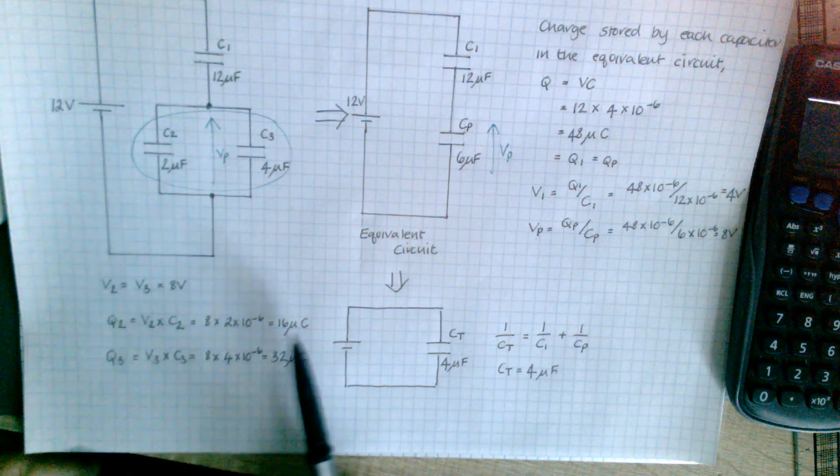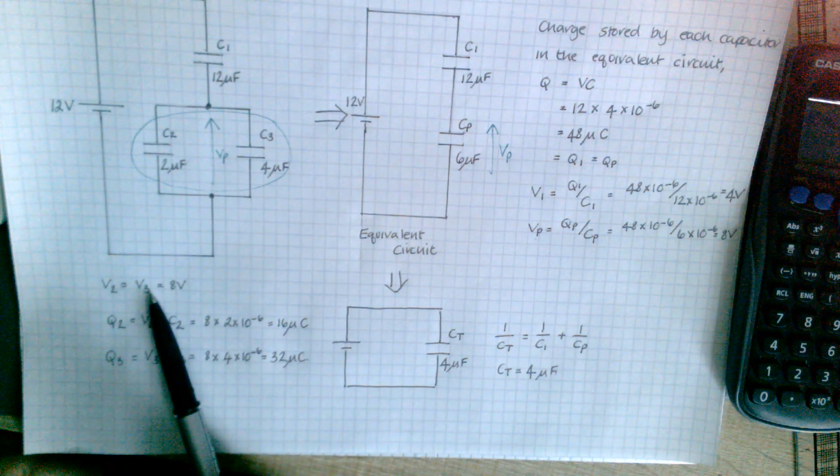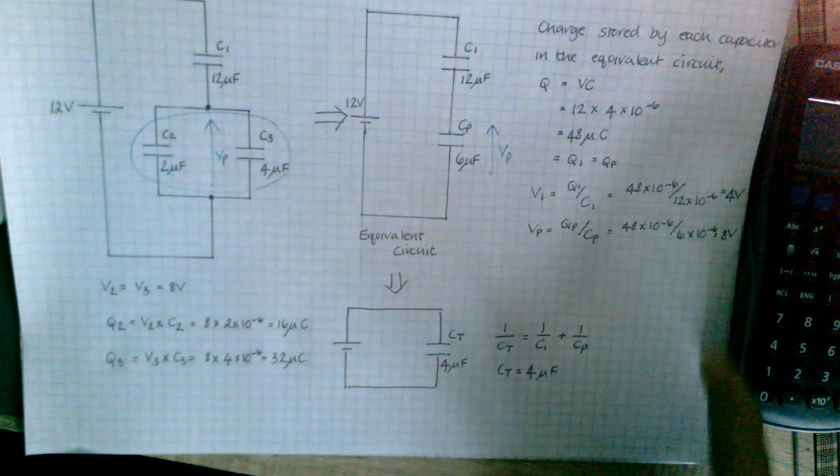So now you've got the voltage across the first capacitor, the charge stored by the first capacitor, voltage across the second capacitor, charge stored by the second capacitor, voltage across the third, and the charge stored by the third. So that question's finished.